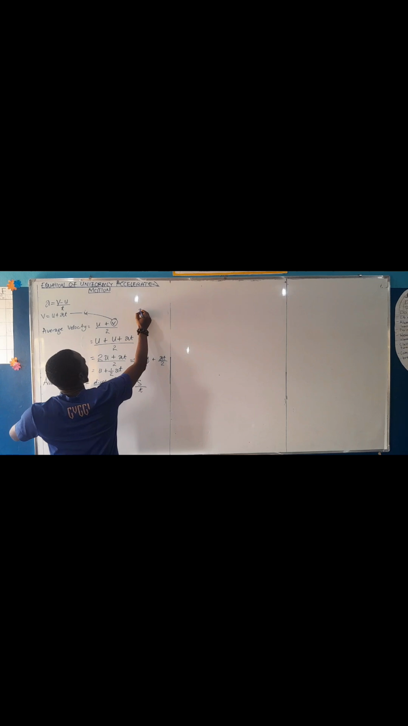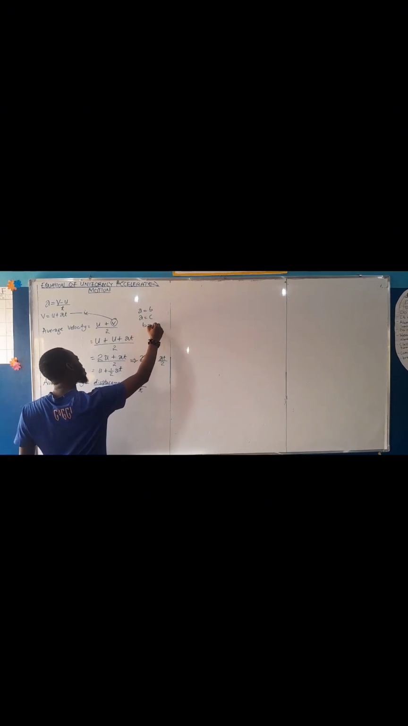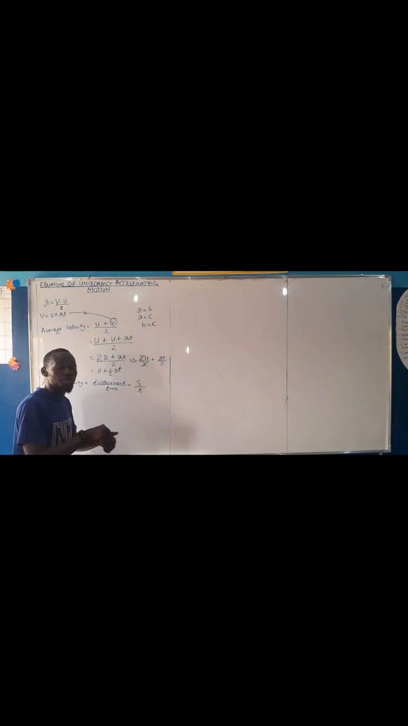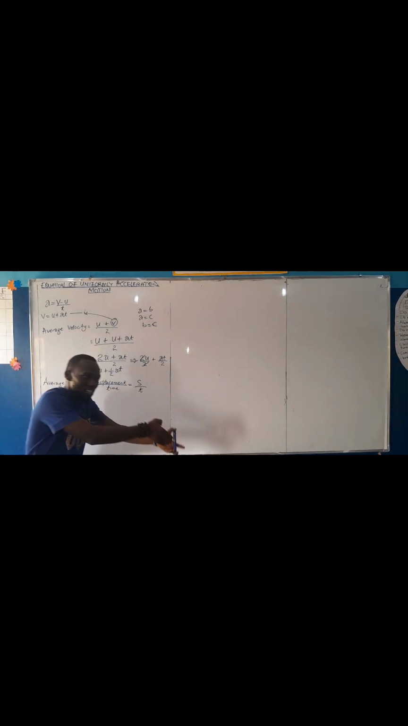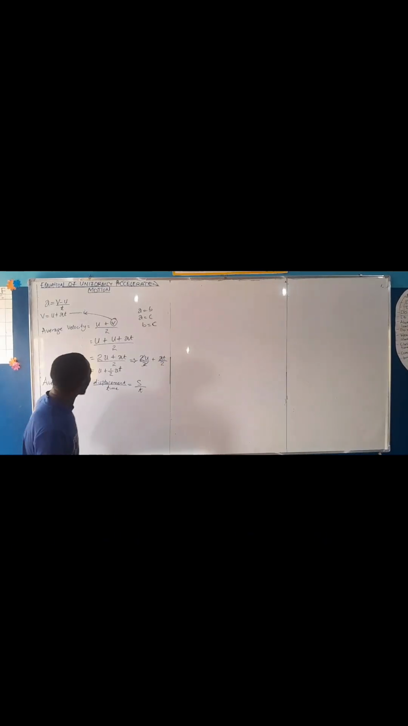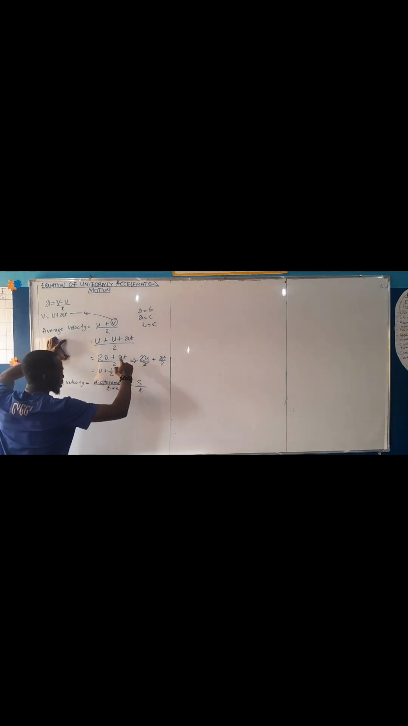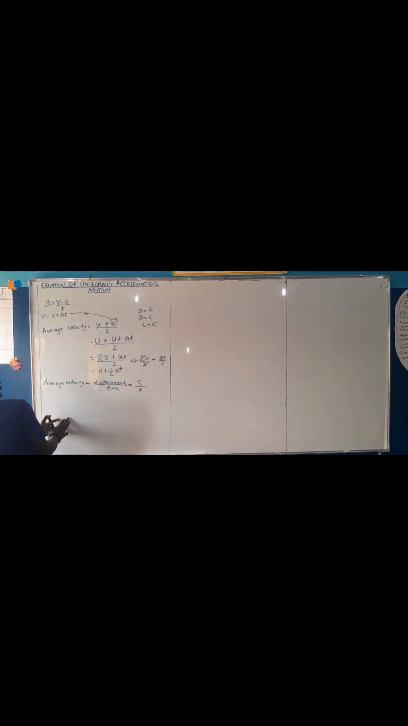Let me explain. If a equals b and a equals c, can somebody tell me the relationship between b and c? It is b is equal to c. If a is equal to b and a is equal to c, automatically b is equal to c. So if average velocity equals u plus half at, and average velocity is also s over t, it means s over t is equal to u plus half at. Now let's put everything over 1 and cross multiply.